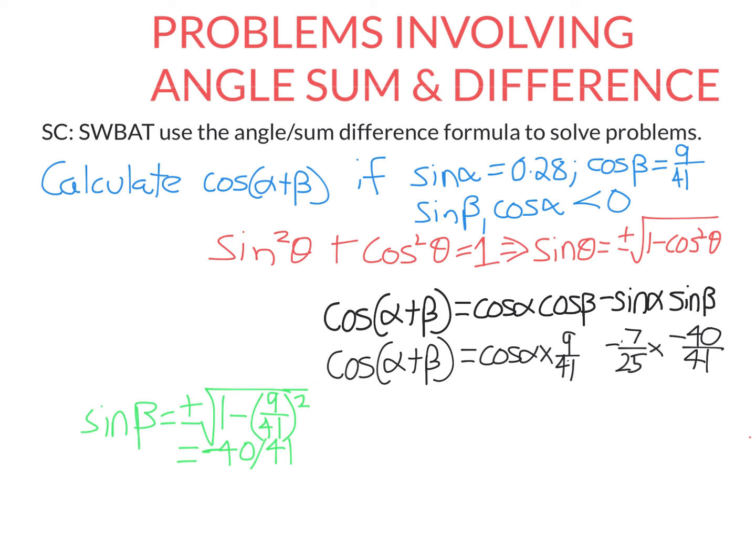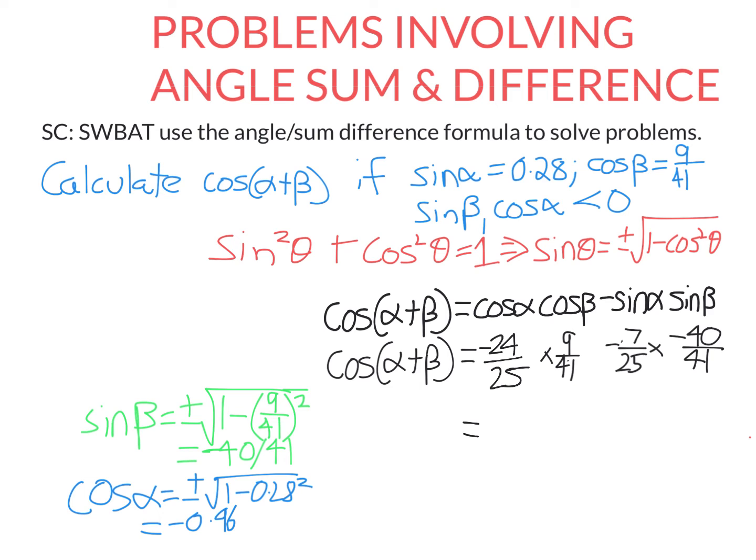So now let's calculate cos alpha. Of course, in this formula, I can just swap the coses and the sines around. So I can use cos theta equals positive or negative the square root of 1 minus sine squared theta. So putting 1 minus 0.28 squared in our calculator, then square rooting, we get 24 over 25, which is 0.96. Once again, we were told though cos alpha is negative, so we take the negative square root. Cos of alpha will be minus 0.96 or negative 24 on 25.